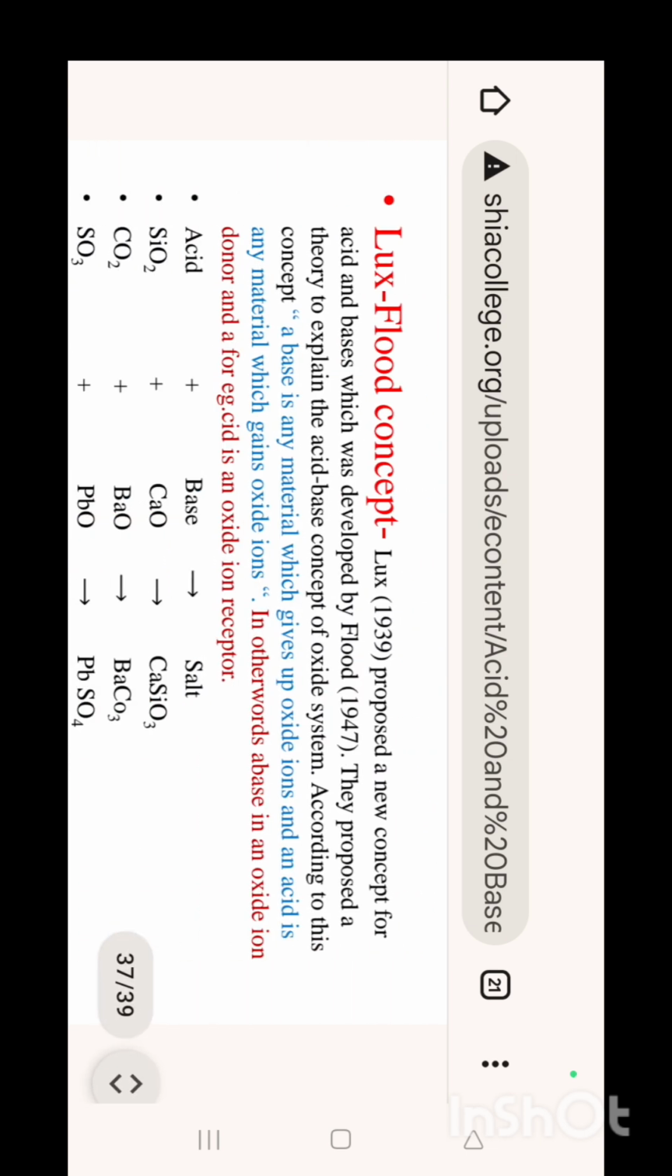Lux-Flood concept. Lux proposed a new concept for acids and bases which was developed by Flood. They proposed a theory to explain the acid-base concept of oxide systems. According to this system, a base is any material which gives off oxide ion, and an acid is any material which gains oxide ion. A base is an oxide ion donor, and an acid is an oxide ion acceptor.